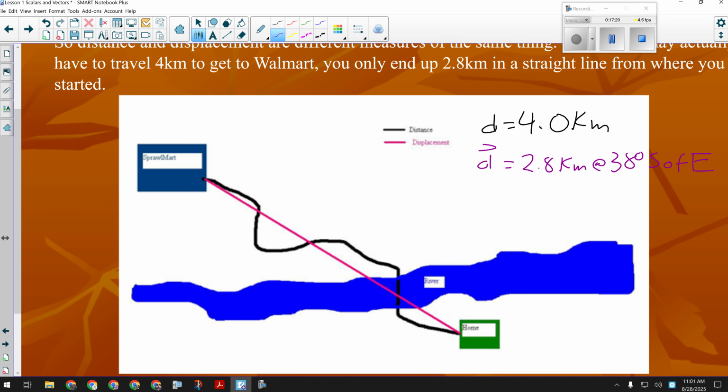I've walked 4 kilometers, and I am now in a straight line, 2.8 kilometers, 38 degrees. Sorry, I said south of east. That should be north of west. I get that upside down. From my house. Both of those are true. Let's say that walking there took me a half an hour.